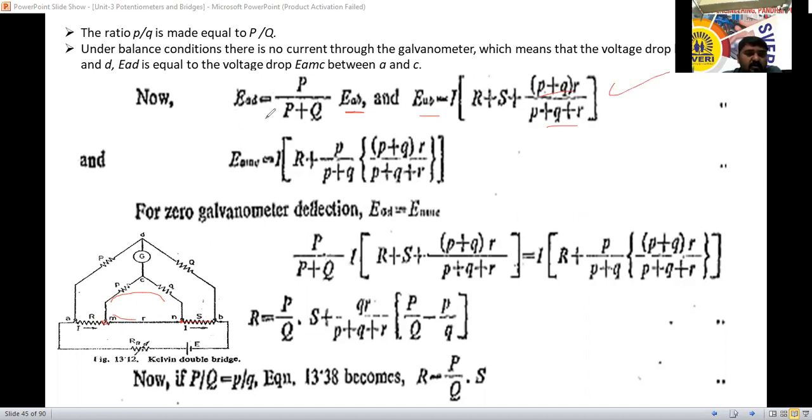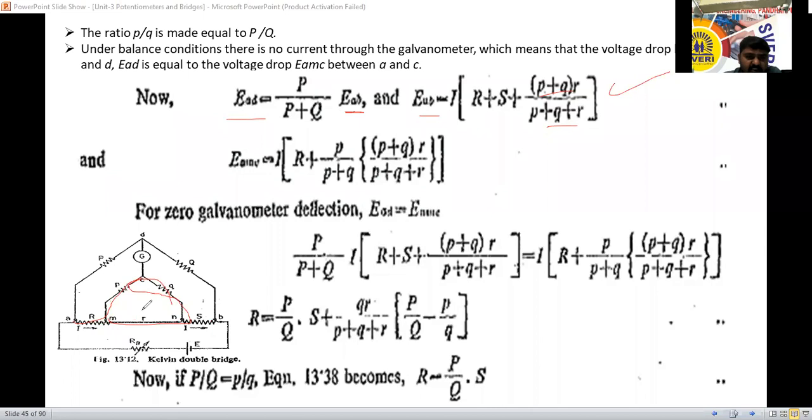EAD is over. Next, we have to calculate EAMC here. EAMC equal to, from here to here we have to calculate, and next from here to here. Like this circle only we have to calculate. We'll start here, the current I will start here.